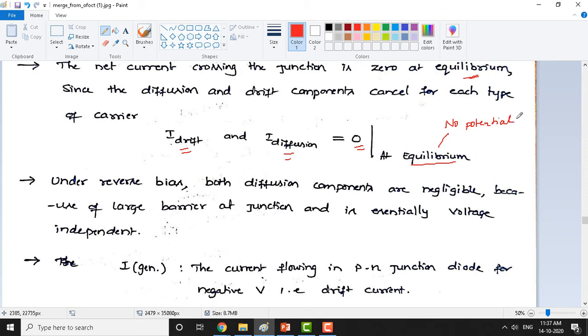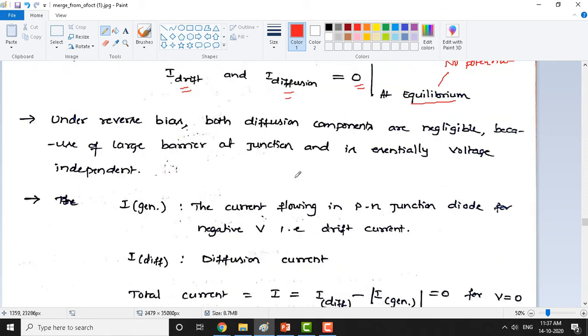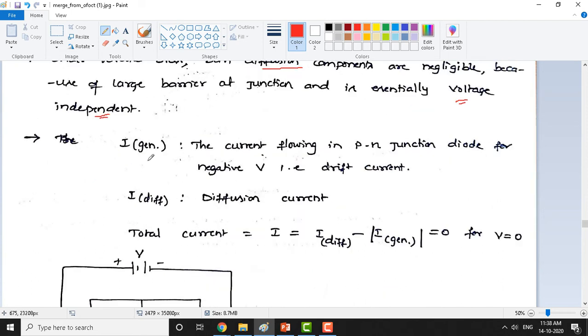So no potential applied. Under reverse bias conditions, let us see that the diffusion component is negligible here, since diffusion current is due to the majority carrier, that is going to be very small. Because it will have a huge barrier at the junction, and is essentially voltage independent. Because of these parameters, the diffusion current component under reverse bias can be neglected. Any questions so far?